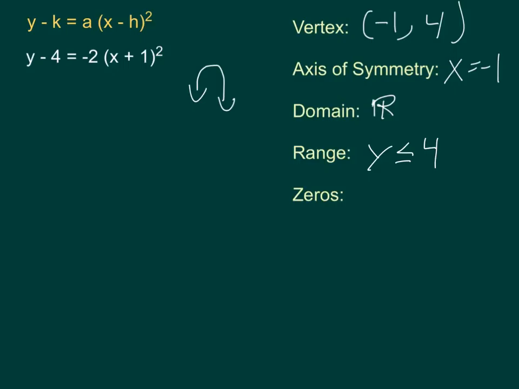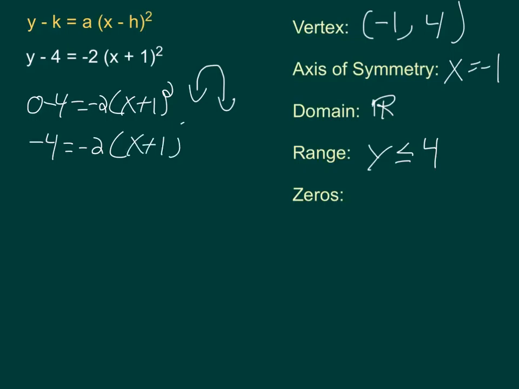All right, so then the last thing that we have is the zeros. And the zeros here are going to be based on what we can have to make the x-intercepts of this. Now the x-intercepts we know happen when y equals 0. So I'm actually just going to replace the y in my equation with 0. So I'm going to have 0 minus 4 equals negative 2 times (x plus 1) squared. Certainly on the left side, that's just negative 4 equals negative 2 times (x plus 1) squared.